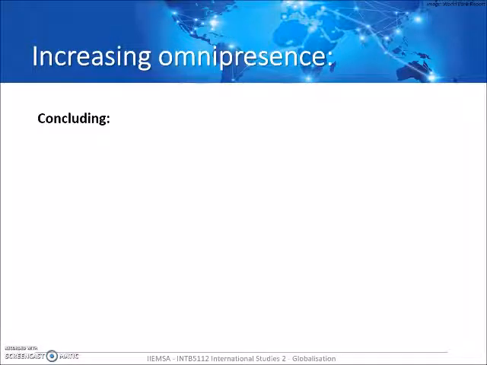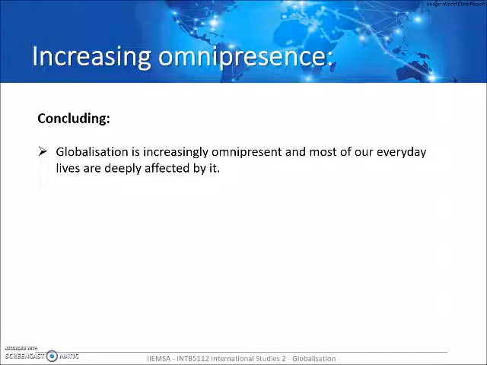Okay, so now concluding this first part of globalization, right? We're seeing that globalization is increasingly omnipresent, right? And that most of our everyday lives are deeply affected by it. You can probably not get up without already consuming something that has somehow been brought to you by globalization, right? Your coffee is not from South Africa. The clothes that you're putting on are not. Your phone is not. So it's literally everywhere, right? The information is not. Your Instagram is not. So pretty much everything that we consume nowadays has some aspect of globalization in it.